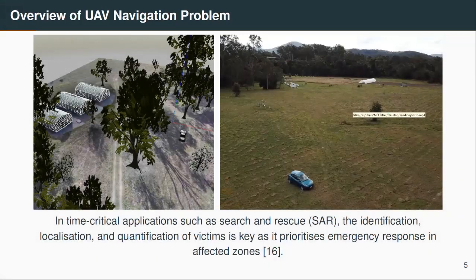Ultimately, the goal in time critical applications such as search and rescue is the identification, localization, and quantification of victims as it prioritizes emergency response in affected zones.